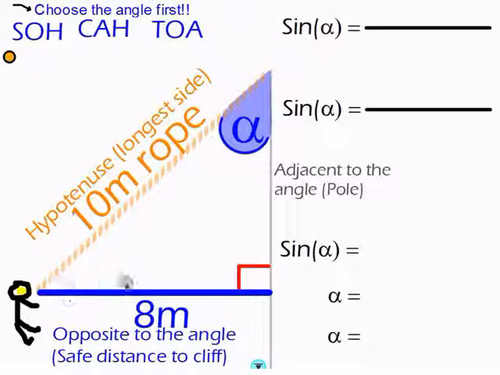The distance from the pole to the edge of the cliff is 8 meters. So we know the hypotenuse and we know the opposite. So which trig function do we use? Cos has the hypotenuse, but it doesn't have the opposite. Tan has the opposite, but it doesn't have the hypotenuse. So the only function that has the two sides that we care about is sine. So we're going to use the sine function.